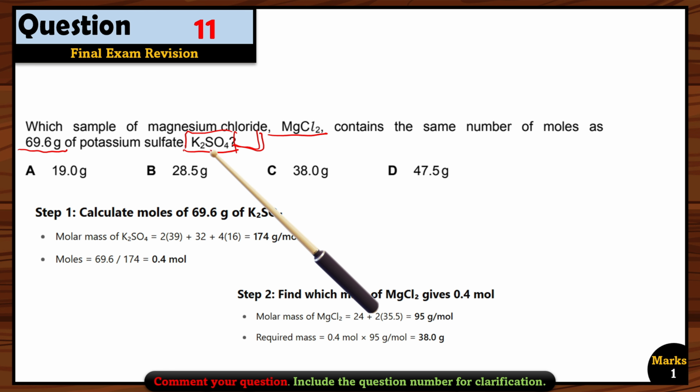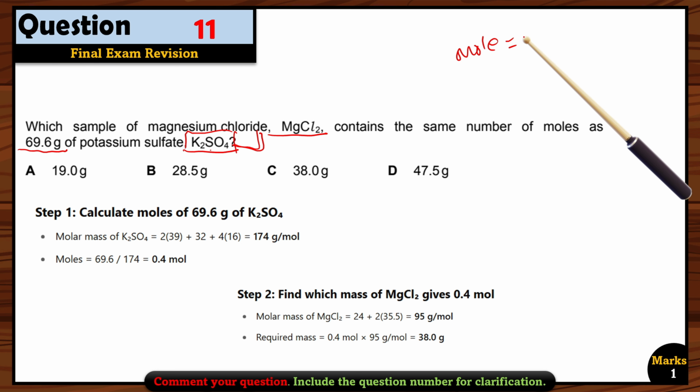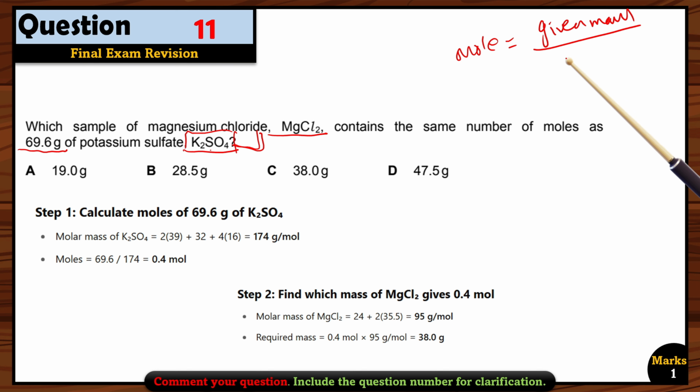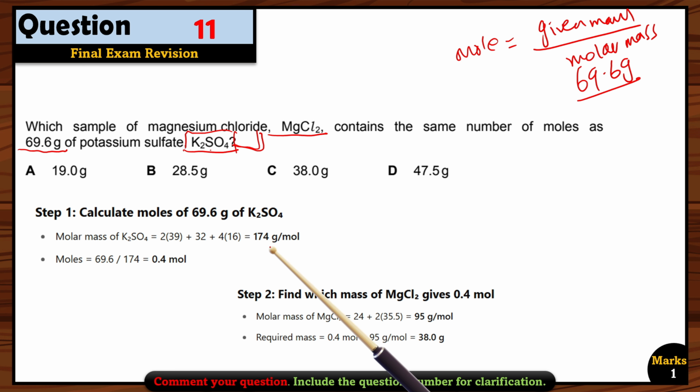It's easy for us because we have already been given the mass. So moles is equal to, we already know the formula, given mass divided by the molar mass. So given mass is already how much? 69.6 grams. So we have to just divide it by the molar mass. And what is the molar mass of K2SO4? You have to find it yourself from the periodic table. And then you will get that it's 174.